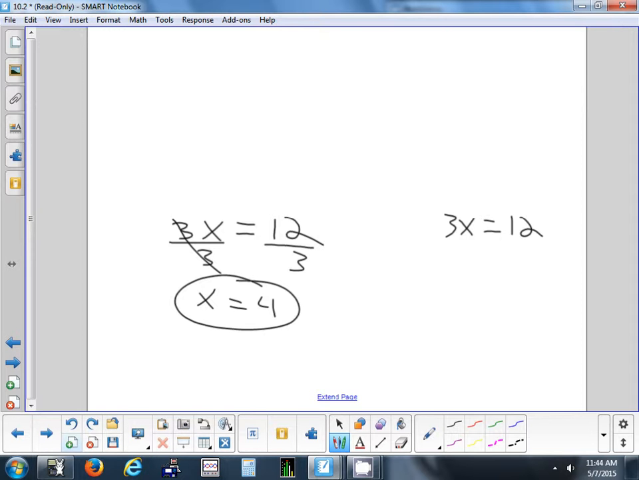I want you to pretend the word divide has been removed from your vocabulary. You're not allowed to say that word anymore. Multiply by the fraction 1/3. You can multiply each side by 1/3, and you get x equals 4. And this is the way that I want to focus on.